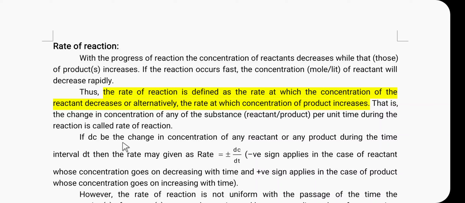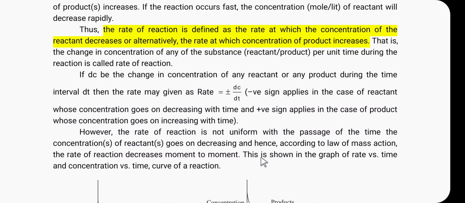If dc be the change in concentration of any reactant or any product during the time interval dt, then the rate may be given as rate is equal to plus or minus dc by dt. Here the negative sign applies in case of reactant whose concentration goes on decreasing with time. The plus sign applies in case of product whose concentration goes on increasing with time.